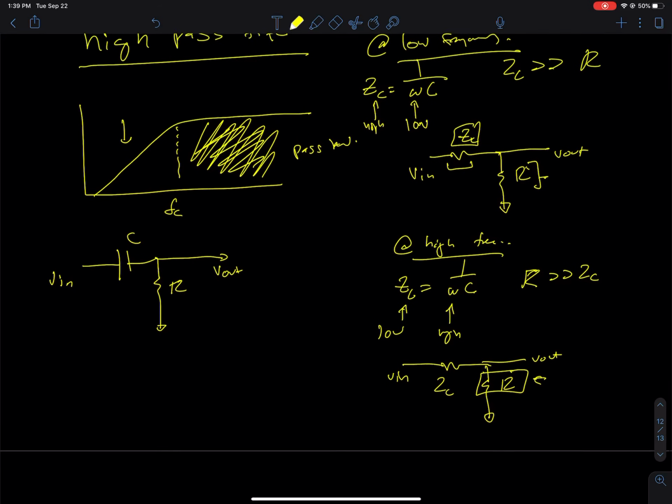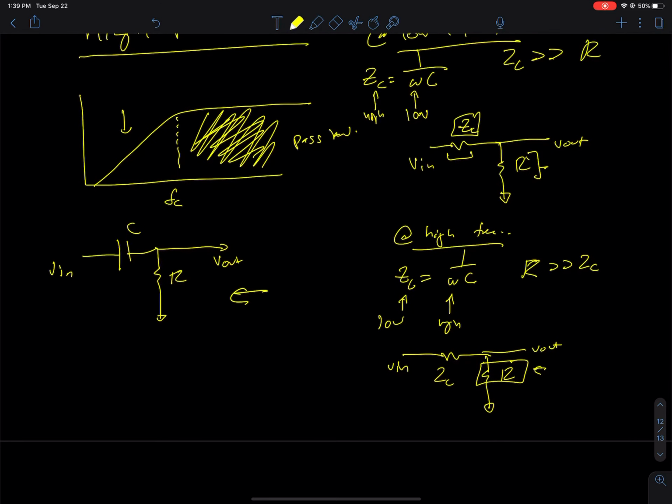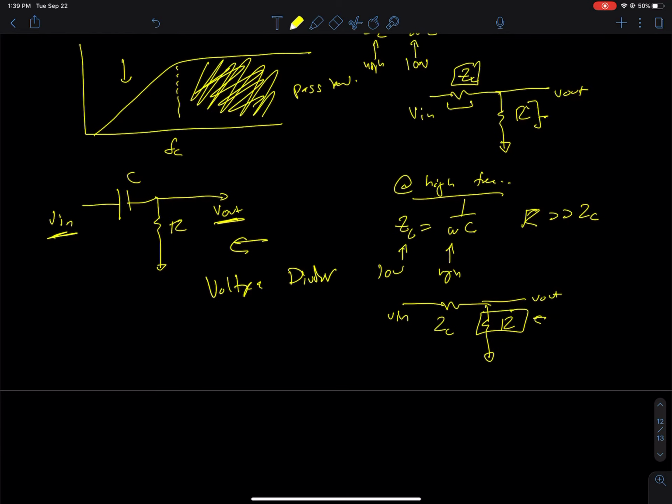It's important to note that this filter, along with the low pass filter, is essentially just a voltage divider. So your output is never going to be higher than your input. There's no amplification going on. To do that, you need to add an op amp.